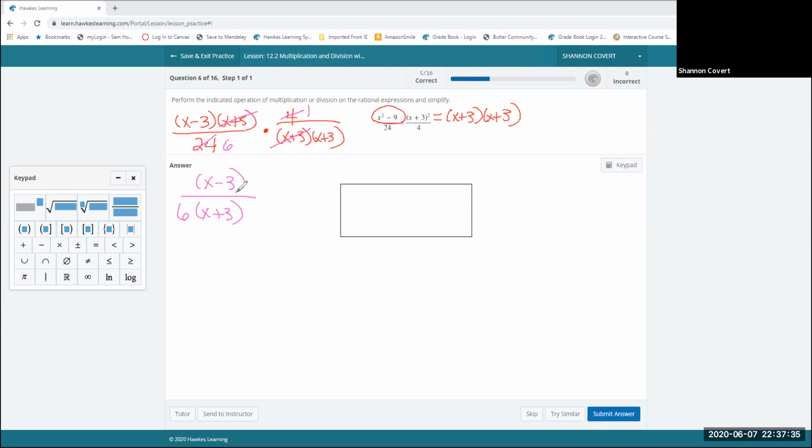And I can't simplify anything here because I have x − 3 in the numerator and x + 3 in the denominator, and I can't separate those. So I'm going to put x − 3 in my numerator and 6(x + 3) in my denominator.